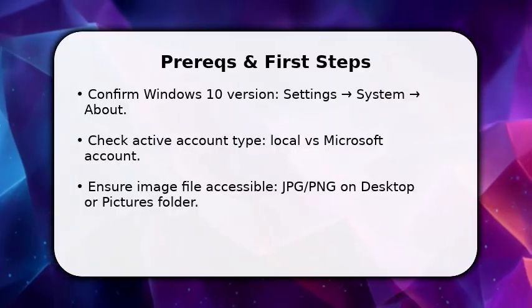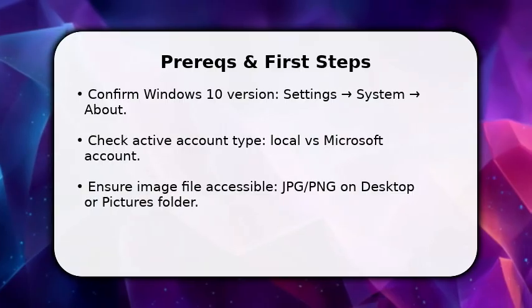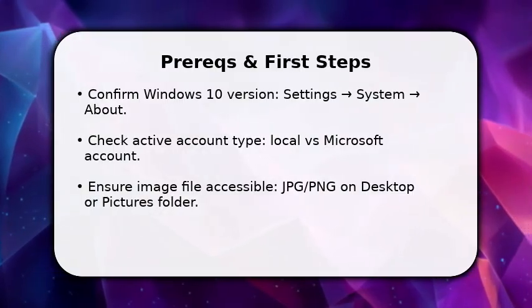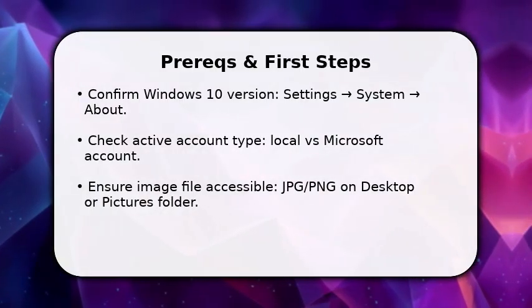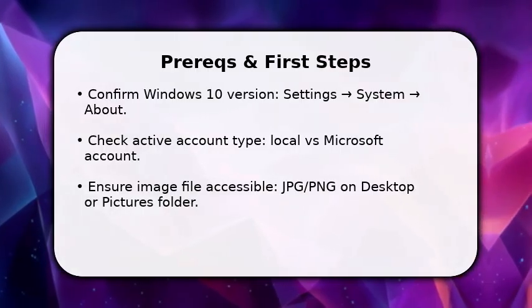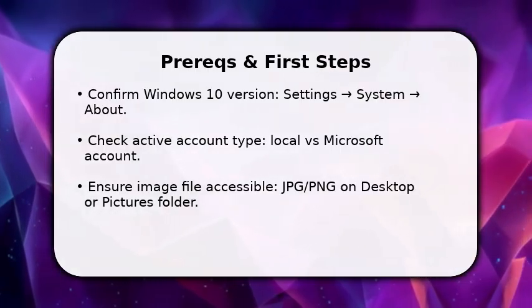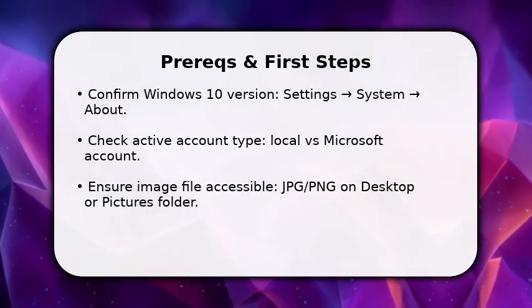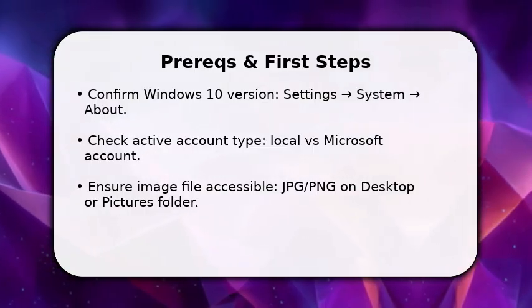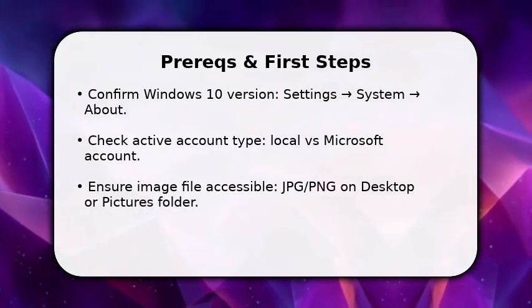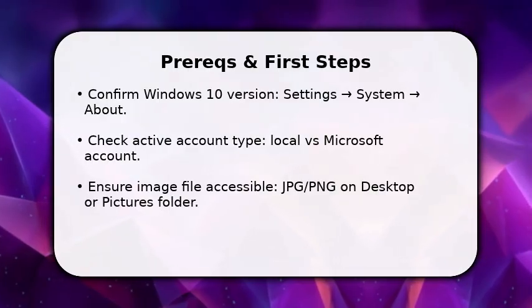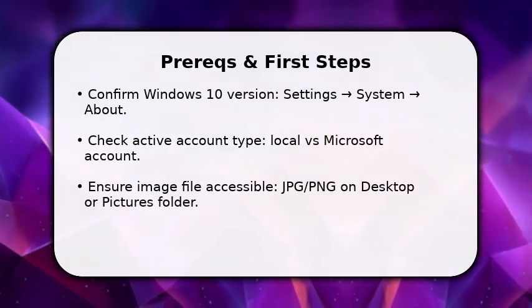You'll start by verifying prerequisites fast. Open Settings and confirm you're on Windows 10 so instructions match. Once done, check whether you're signed in with a local or Microsoft account because personalization sync behaves differently. Make sure the wallpaper image is saved in an accessible folder like desktop or pictures. If it's on a network drive, copy it locally.